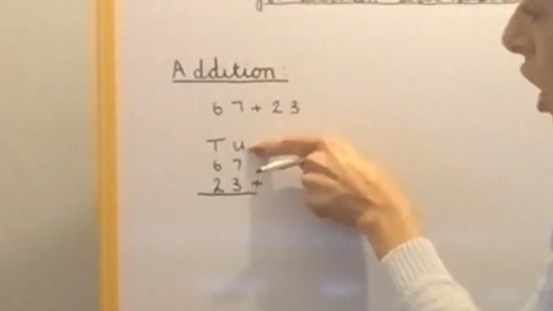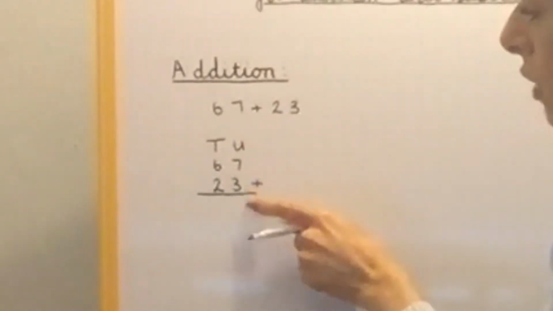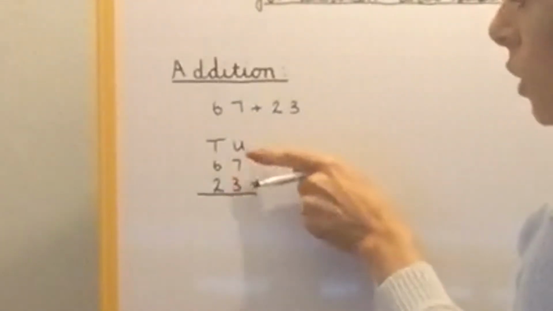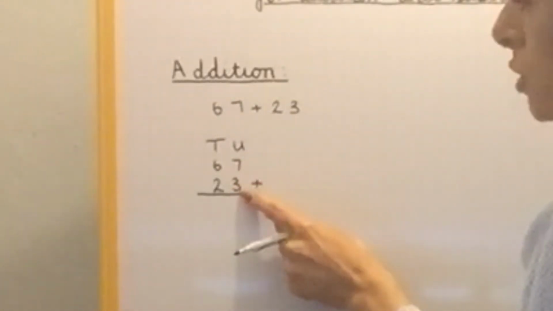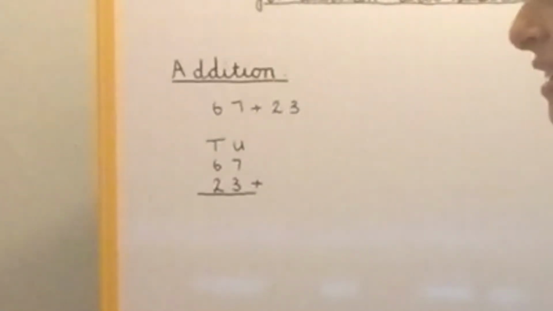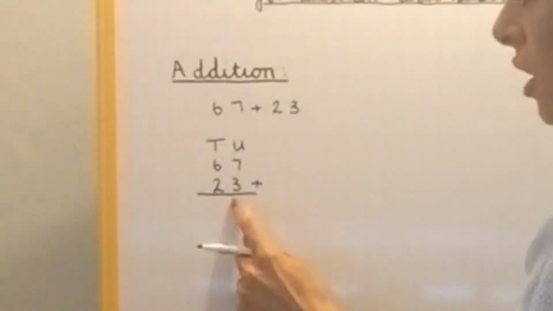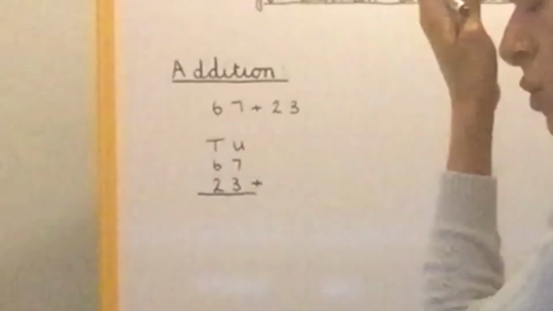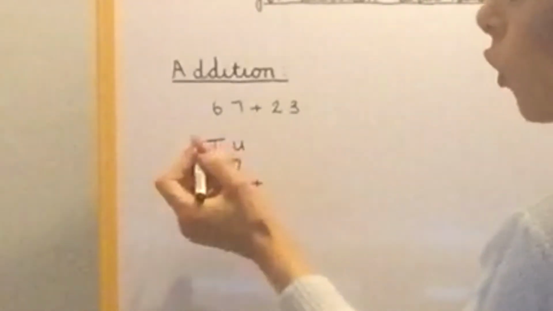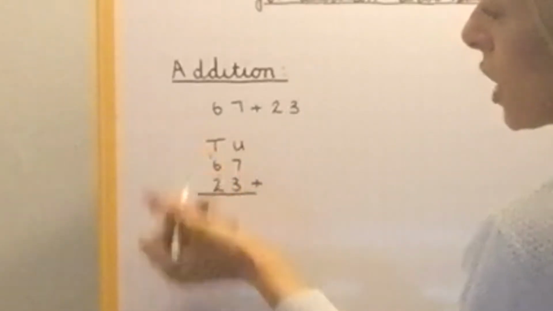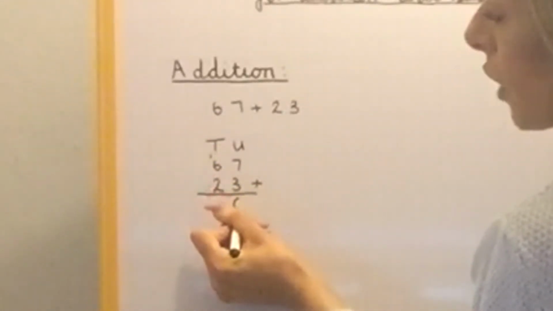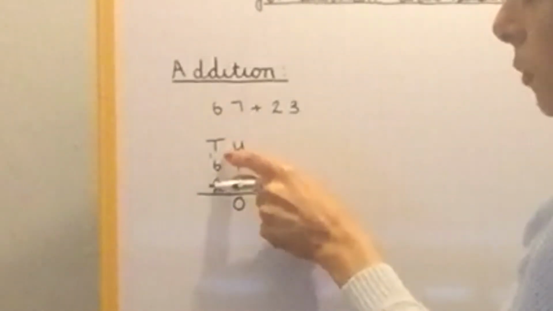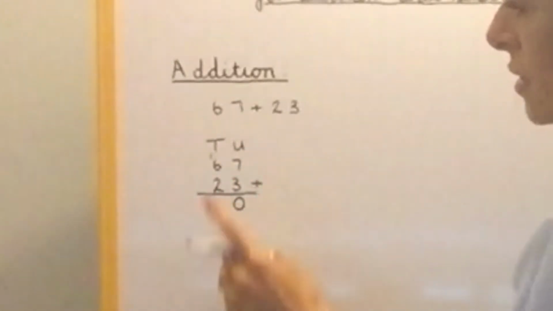Okay, and I'm going to draw a line to separate my answer from my calculation. And I'm going to start with the column that has the lowest place value, which is my units. So I'm going to do 7 add 3. And 7 add 3 is 10. But I can't have 10 ones or 10 units. So I'm going to swap that for 1 ten, and I'm going to write it over here. And then I'm going to put 0 in the units column.